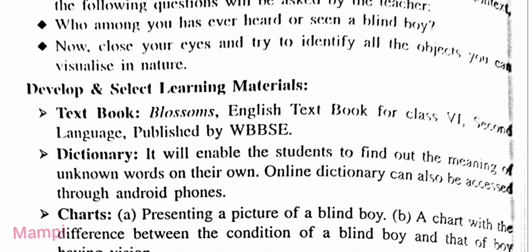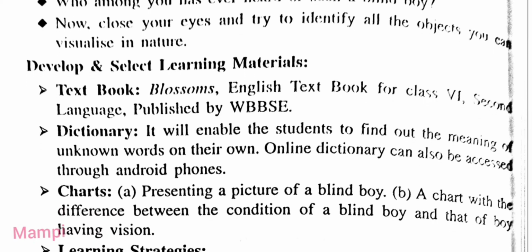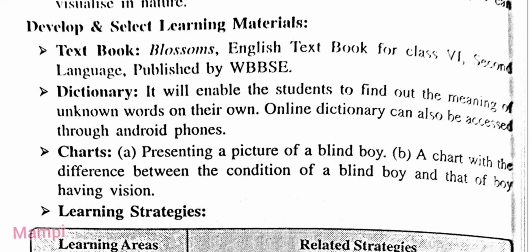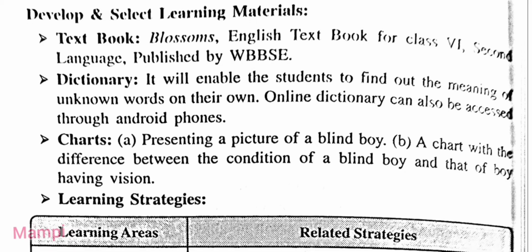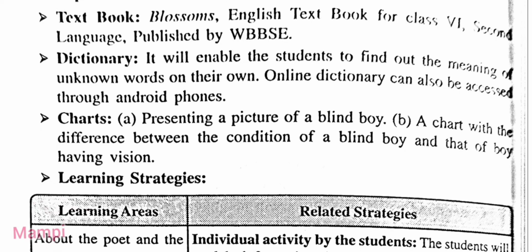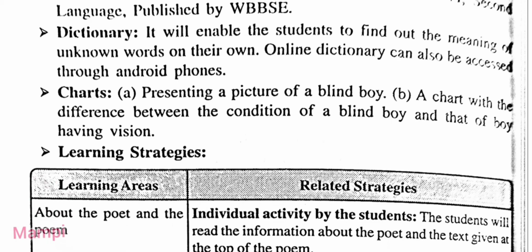Next point is developed and selected learning materials. What are the learning materials? First learning material is the textbook. Which textbook do we read in the class? Next is the dictionary. It will enable the student to find out the meaning of unknown words on their own. Online dictionary can also be accessed through Android phones. Next learning material is a chart presenting a picture of a blind boy. Number B, a chart with the difference between the condition of a blind boy and that of having vision.